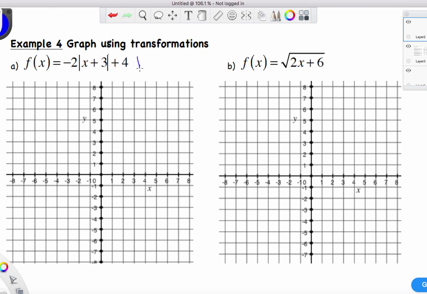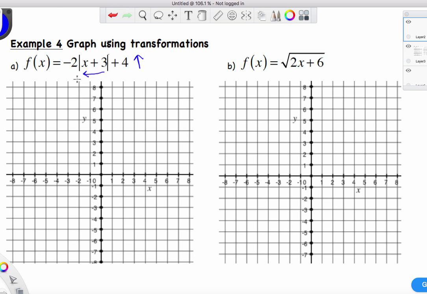I see that I have a plus 4 on the outside of my function, which means you're going to move it up 4. And I see that I have a plus 3 on the inside of the function, which is a left-right shift. And it's going to be opposite of what you think. So that's actually to the left 3. So numbers on the outside, up, down. Numbers on the inside, left, right, and opposite of what you see.